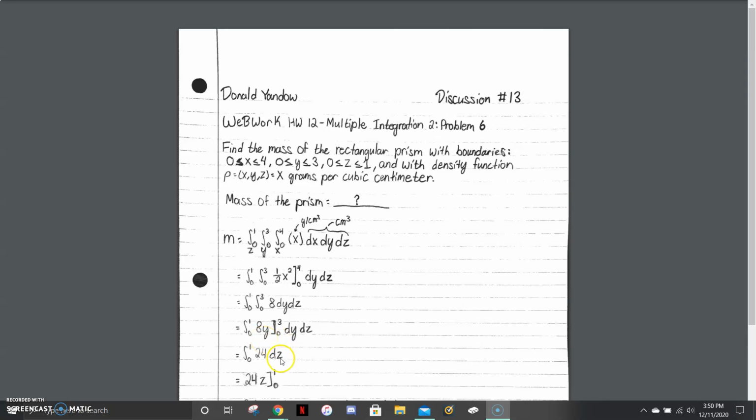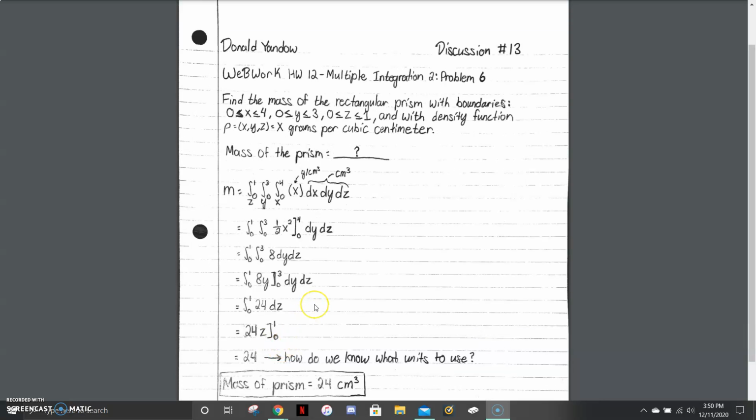Evaluating 8y from 0 to 3 is 8 times 3 minus 8 times 0, which is 24 minus 0, leaves us with the answer of 24. So after that, we must evaluate 24z from 0 to 1, and evaluating that gives us 24 times 1 minus 24 times 0, which is 24.